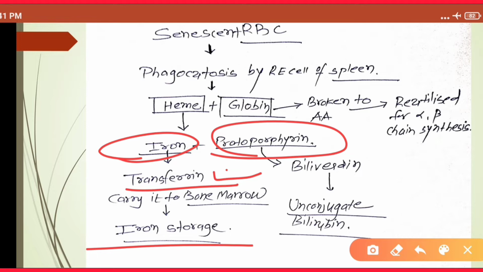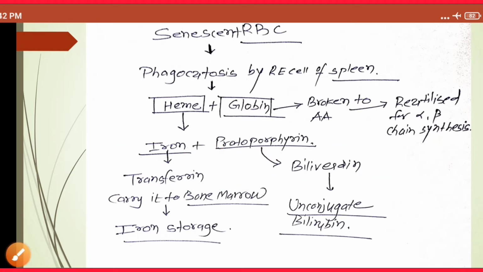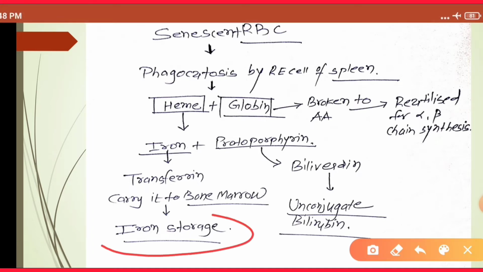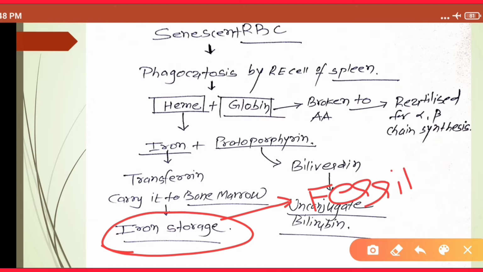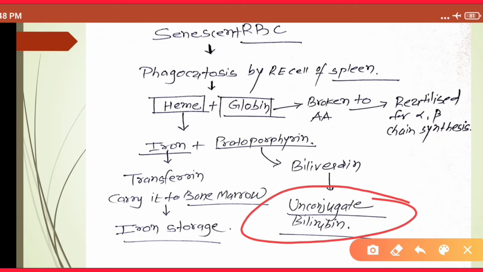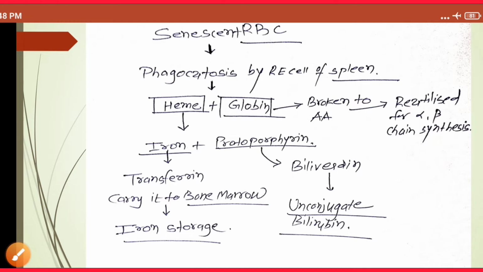Second, it can get converted into protoporphyrin. The protoporphyrin will also be released, and this protoporphyrin will get converted into bilirubin, and finally into unconjugated bilirubin. So guys, in extravascular hemolysis, you will have more iron store, and the marker for detecting the iron storage is the serum ferritin. As your iron store is increased, your serum ferritin level will increase in extravascular hemolysis. Second, in extravascular hemolysis, which particularly happens in the spleen, you will have increased unconjugated bilirubin. So you will have unconjugated bilirubinemia in your blood.